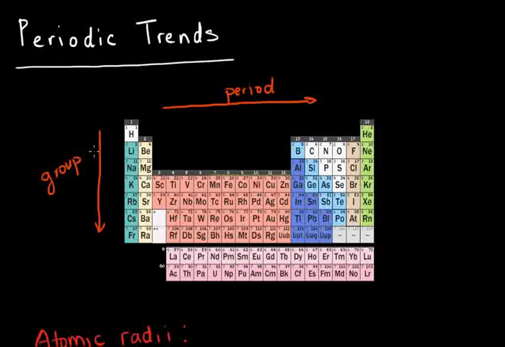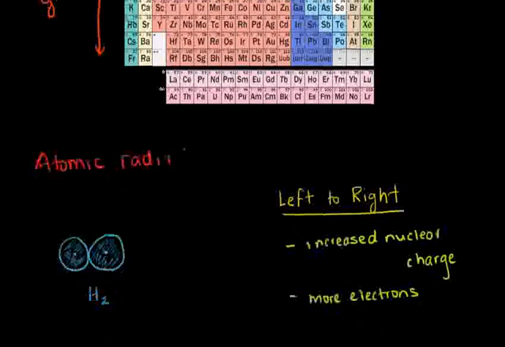So don't worry if you don't know what those terms mean just quite yet. We're going to define them as we go. So the first characteristic we're going to look at is atomic radius.